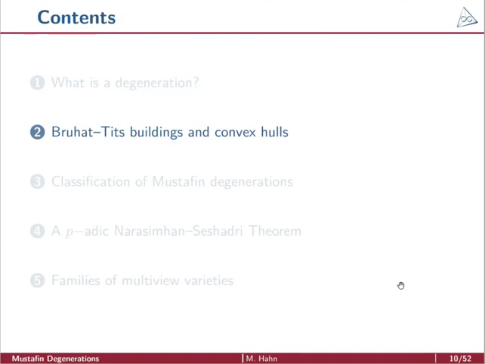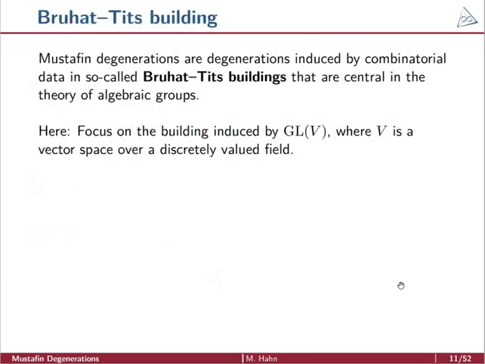And I would like to come to the notion of Bruhat-Tits buildings and convex hulls. So Mustafin degenerations are degenerations induced by combinatorial data in a Bruhat-Tits building. And these Bruhat-Tits buildings are central in the theory of algebraic groups, or more precisely in the geometric representation theory of reductive groups.